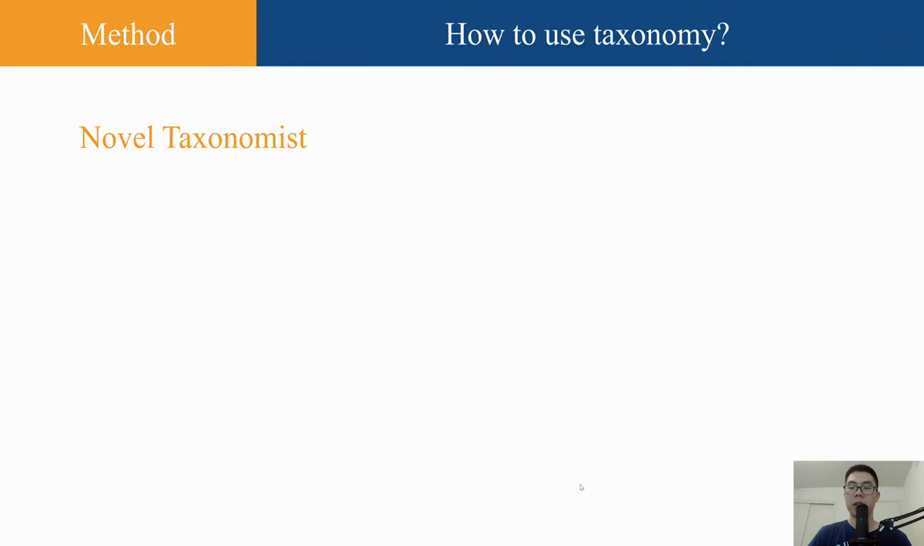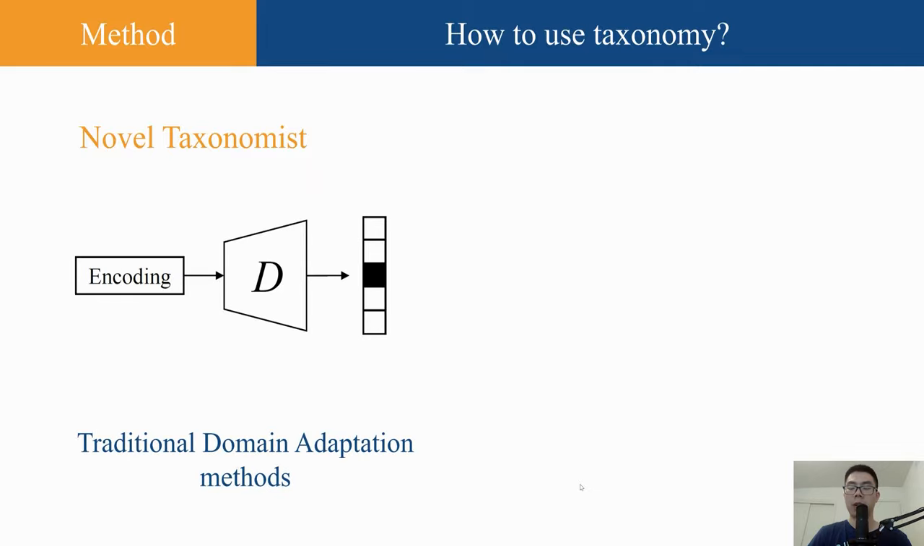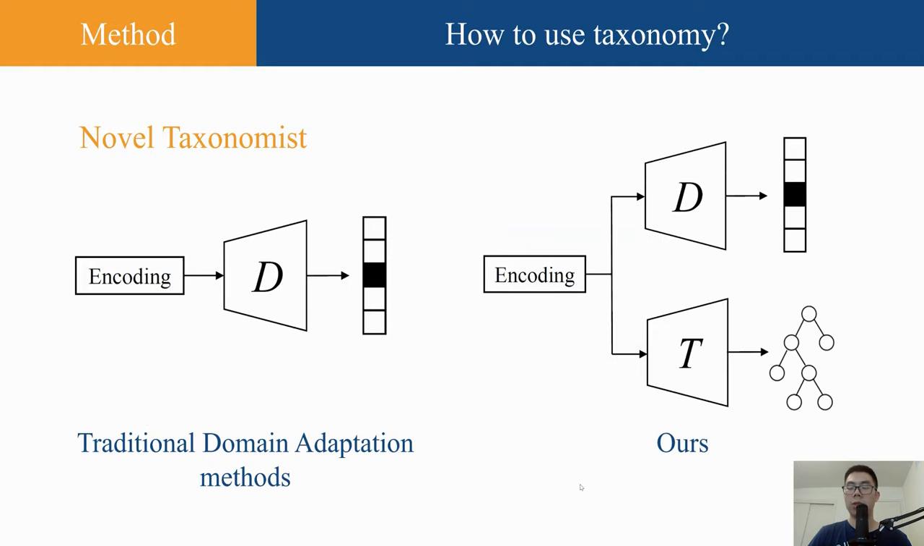The next question is, how to effectively use taxonomy in domain adaptation? The key point is to use a novel taxonomist. Traditional domain adaptation methods only have a discriminator to classify the domain index. In our method, alongside the discriminator, we introduce a taxonomist to reconstruct the domain taxonomy given the encodings of data. In order to recover the taxonomy, the encodings must retain a significant portion of domain-specific information, thereby breaking the uniform alignment.